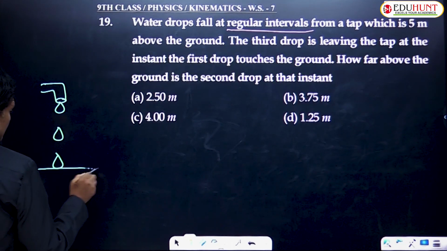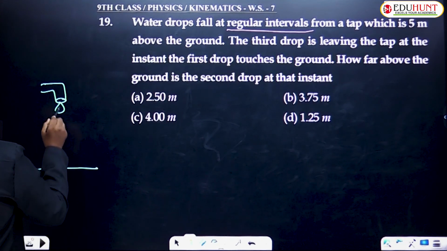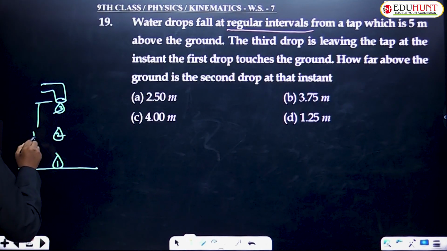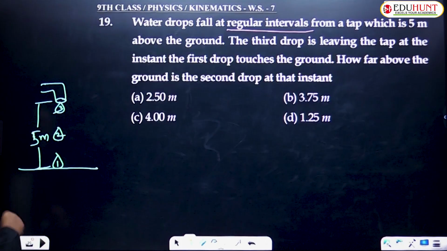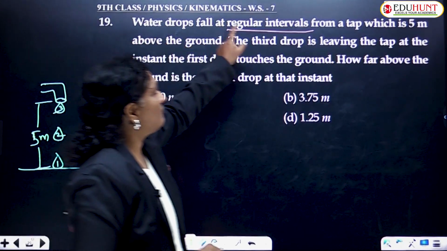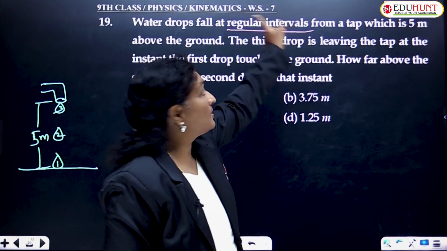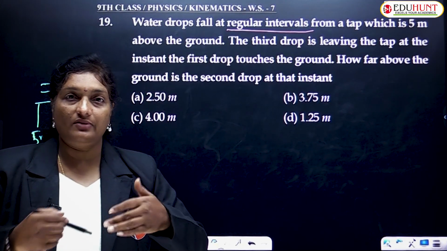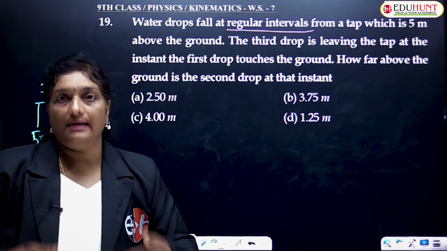Okay, this might be the first drop, second drop and third drop. What is given is that the height from which it is falling is 5 meters. And it was given that they are falling at regular intervals of time. So underline this: they are falling at regular intervals of time, so the equal time factor.